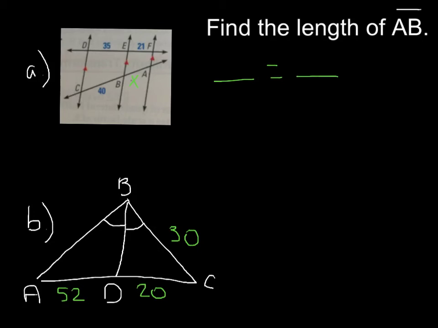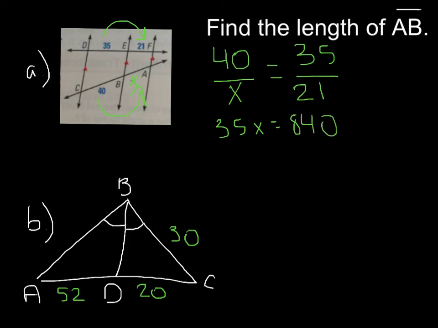I'm going to look at my bottom transversal first. So my 2 pieces were 40 and X. So since I did 40 over X, when I'm doing the other side, I need to make sure I do 35 over 21. So as usual in our proportions, we are going to cross multiply. I get 35x equals 840. When I divide by 35, I find out that x is 24.